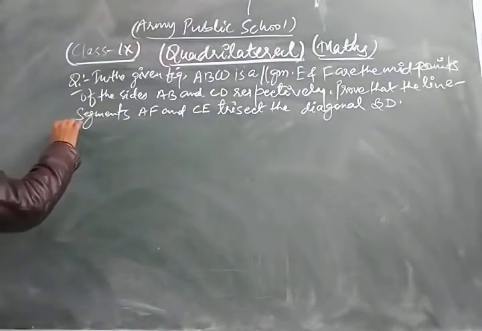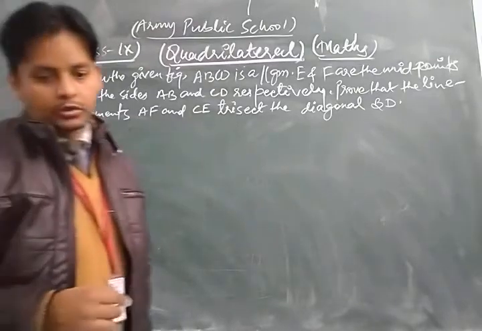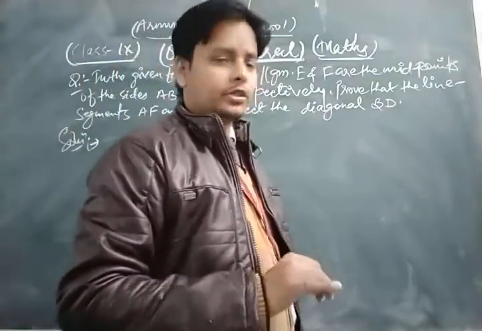Now let's see the solution. First of all, ABCD is a parallelogram, it is given in our question. Now look.